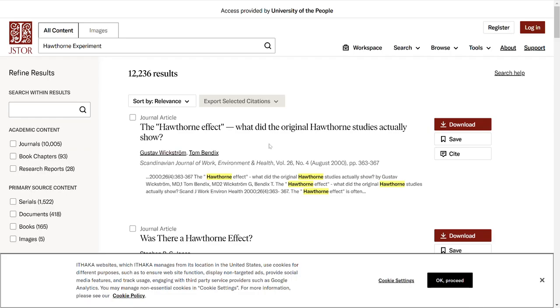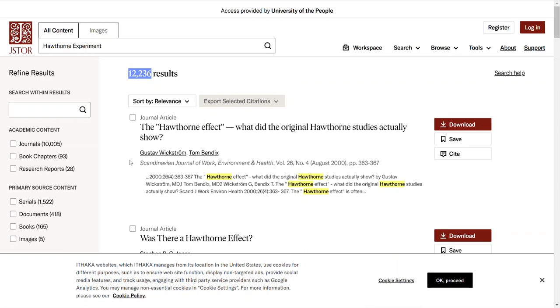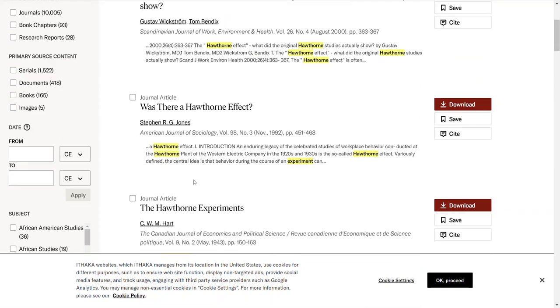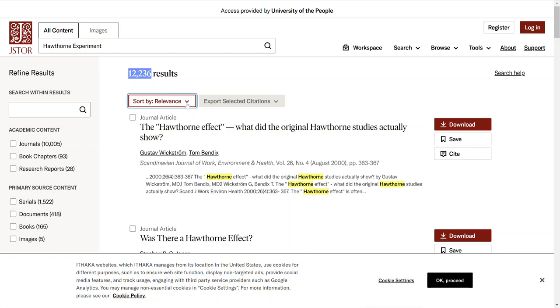notice that if I type in that, I have 12,236 results. That's a lot. There's no way that you will be able to go through that many results. However, even if we don't go any further in developing any further search criteria, this list here is sorted by relevance. We could change that if we wanted to.